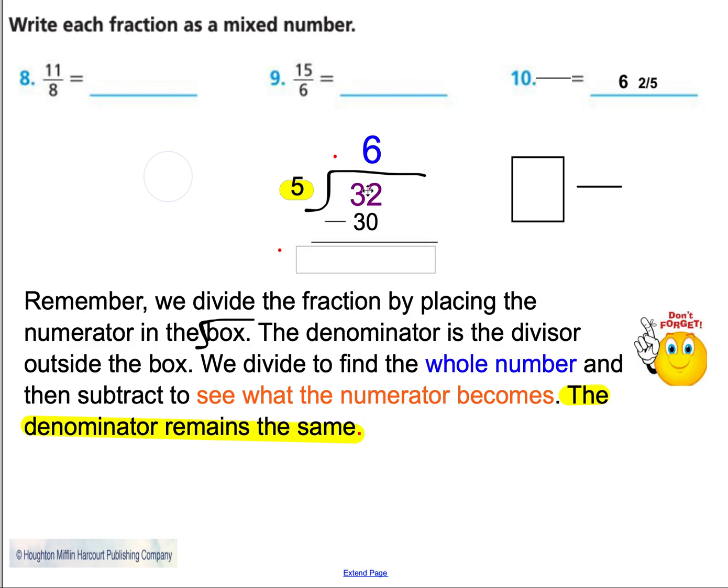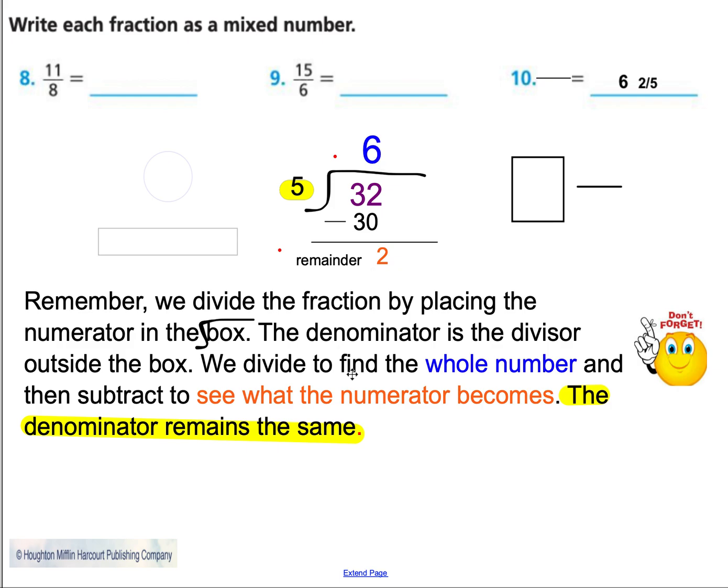Now, the next part of division, as you well know, is you subtract to find out if there's anything left. In this case, we take 32, our original numerator, and subtract 30, which we got from our whole number multiplied by our denominator. And 30 subtracted from 32 gets us a remainder of 2.